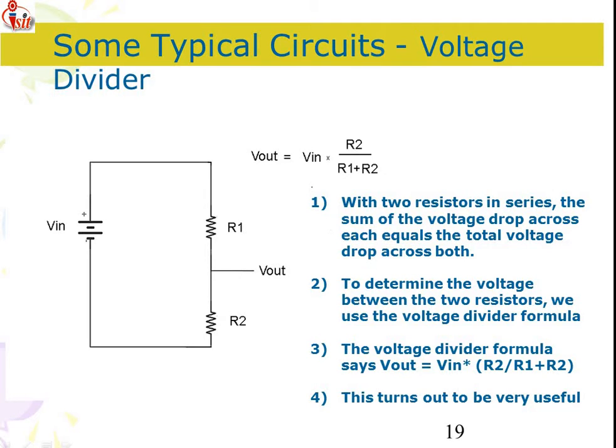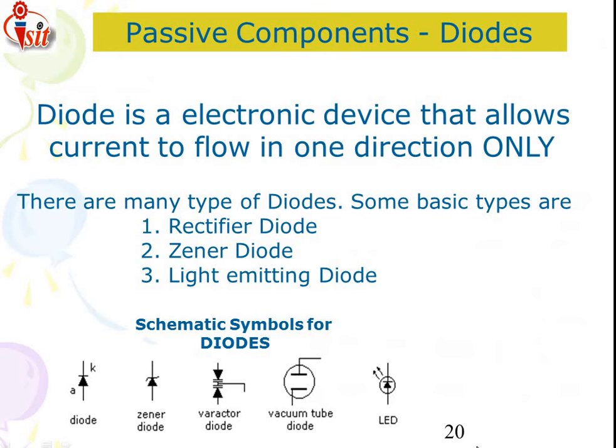First one is with two resistors in series. The sum of the voltage drops across each equals the total voltage drop across both. The second terminal is used to determine the voltage between the resistors. We use the voltage divider formula. The voltage divider formula says Vout is equal to Vin into R2 divided by R1 plus R2. This turns out to be very useful.